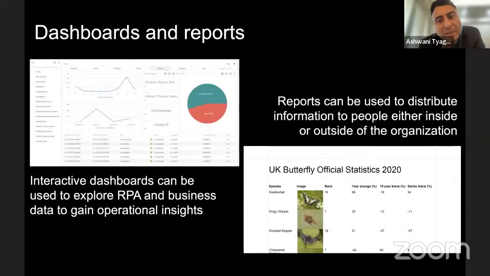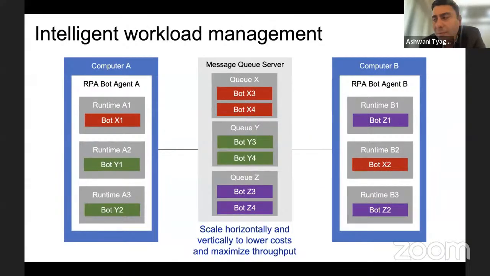Then we have dashboards and reports. For people who are sitting at a CXO level, they can see the complete reports, like what all things are happening. Or somebody who is an operational manager can also see what kind of activities are being performed by my bots. So many things you can do.